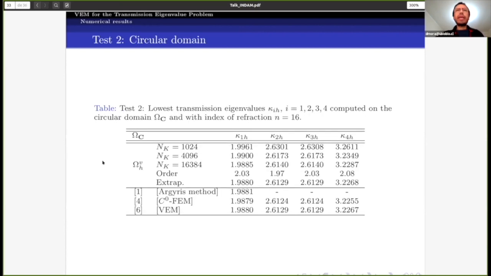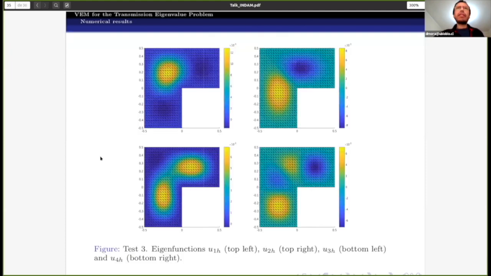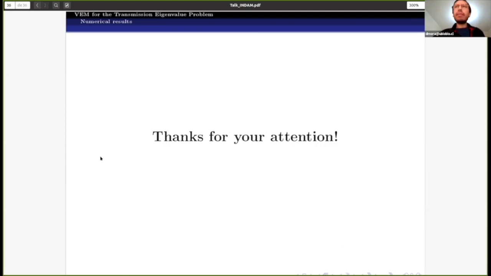Here a circular domain, again the double order, and finally an L-shaped domain. Here we have a singular solution in a non-convex domain. So we see a double order of convergence in terms of the Sobolev regularity of the eigenfunction in this case. Okay, some pictures here of the eigenfunctions related to this problem. Okay, thank you very much.